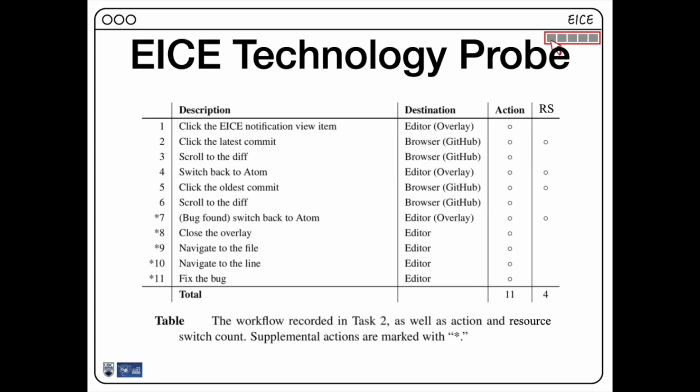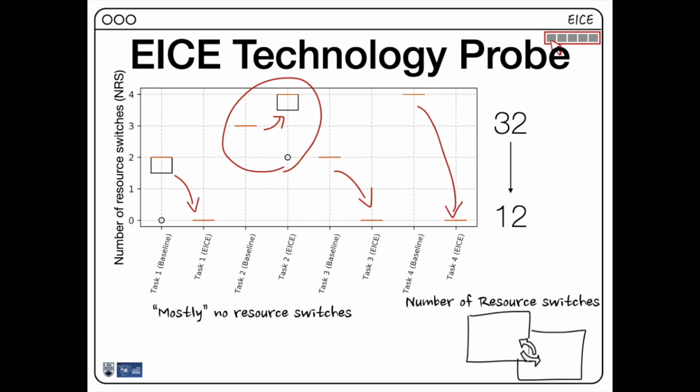Here is an example of action and resource switch counting. Note that we added some supplemental actions to make sure that with or without EICE, the final state is the same. In this example, the final state is that the active window should be the editor itself and the bug is fixed. The results for the number of resource switches showed that participants using EICE performed only 33% as many resource switches. In fact, in 3 out of 4 tasks, T1, T3, and T4, EICE participants were able to use the external information embedded in the code editor alone to complete the task.